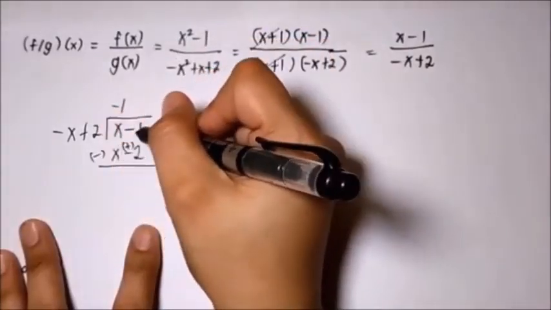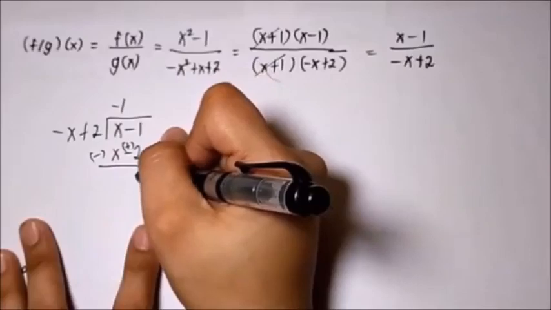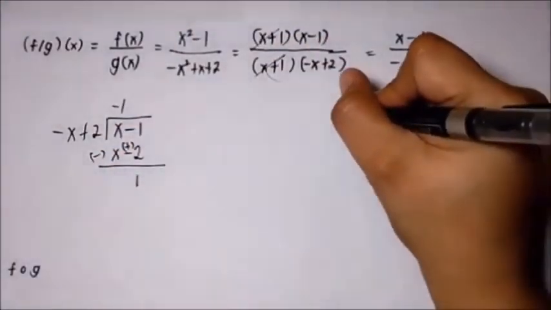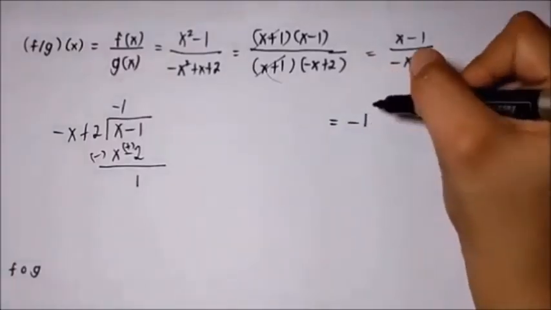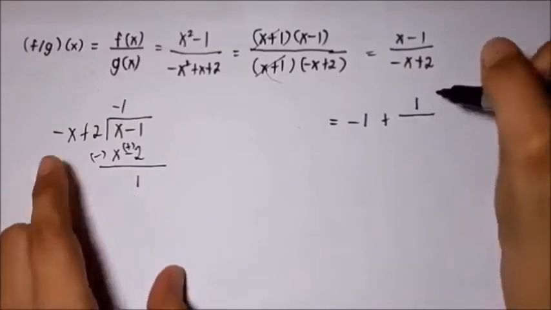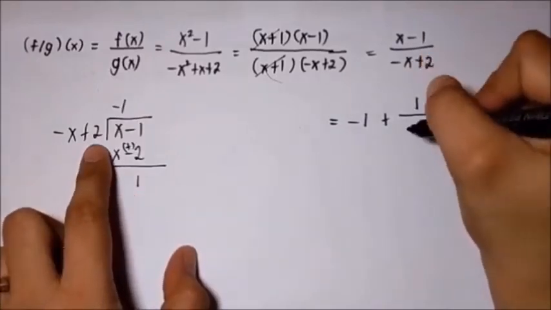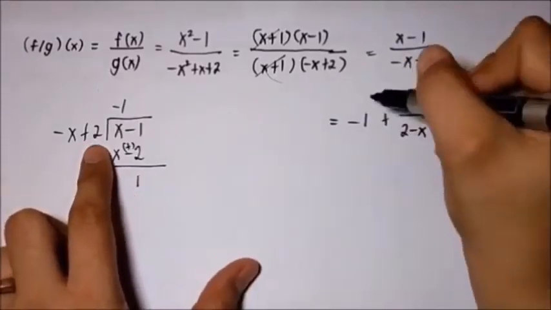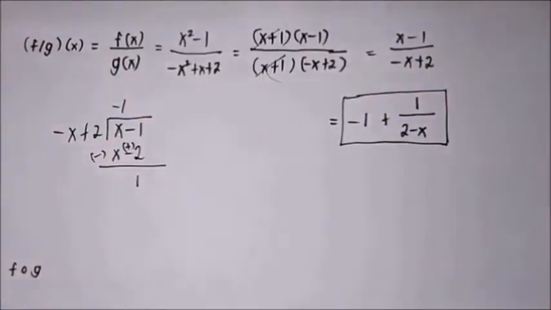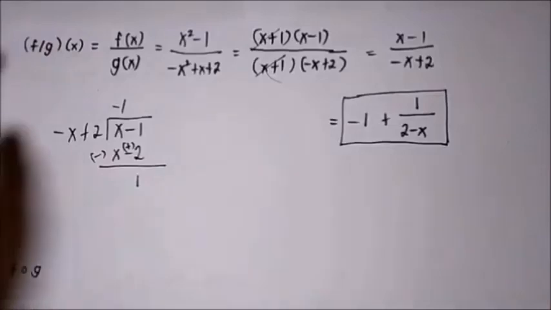x minus x is 0. Negative 1 plus 2, so that would be a remainder of 1. So the final value now is negative 1 plus remainder, that would be 1 over negative x plus 2, or 2 minus x. And this would be the result for the division.